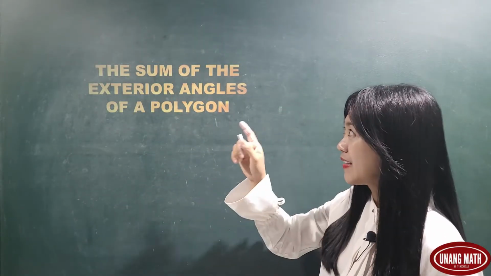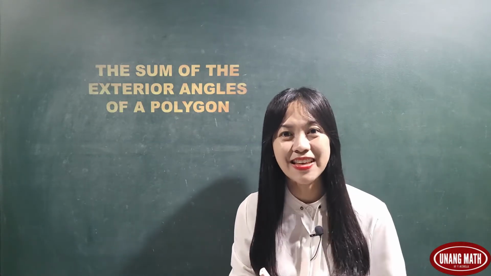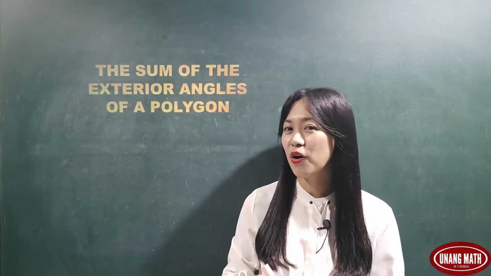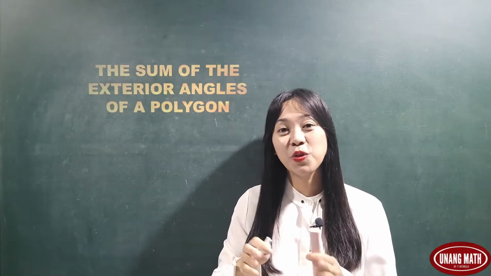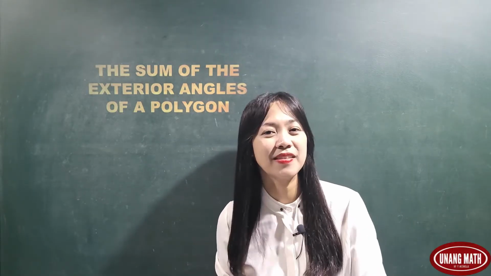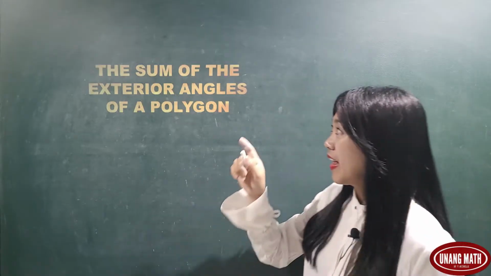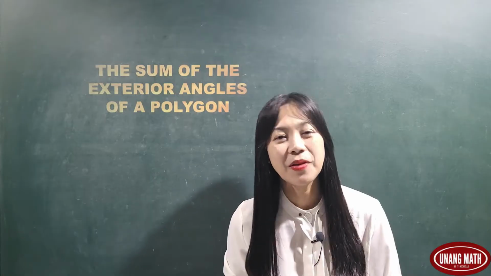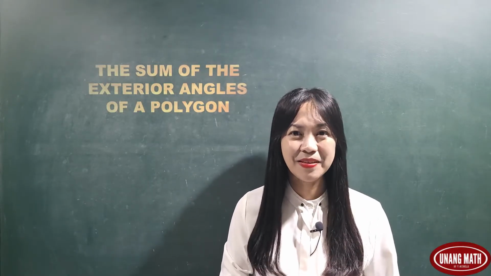Actually, finding the sum of the exterior angles of a polygon is easy because the sum of the exterior angles of any polygon is always equal to 360 degrees. Even if the number of angles increases, the sum of the exterior angles of a polygon will not change. It's always equal to 360 degrees.